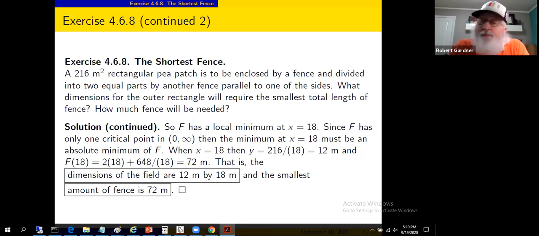We drew a picture. We labeled it with unknowns. We found a relationship between those unknowns. In the first example, that relationship resulted from the perimeter. In this one, it resulted from the area, both times of a rectangle. We wrote the quantity of interest as a function of one variable, and we used that relationship that came from area to eliminate the y in the total amount of fencing, the quantity of interest. Then perform the max and min.